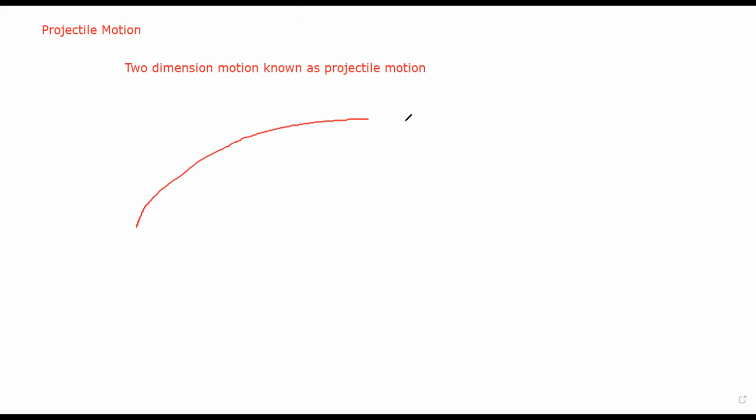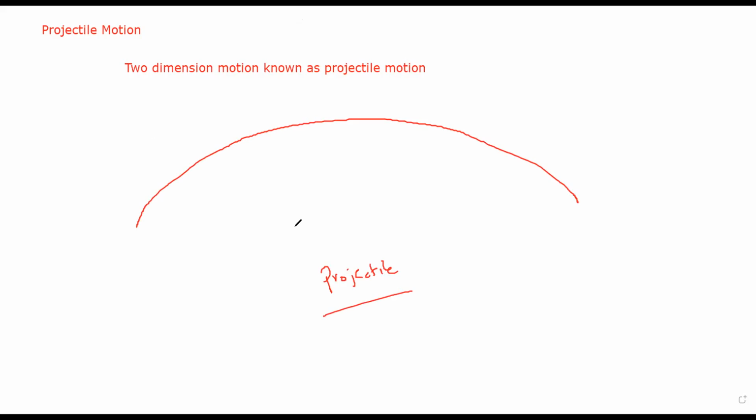For example, if you kick a soccer ball or you throw a ball, what path will that object follow? If you throw a stone, the trajectory, the path which it will take, this will be the trajectory. This motion is known as projectile motion.